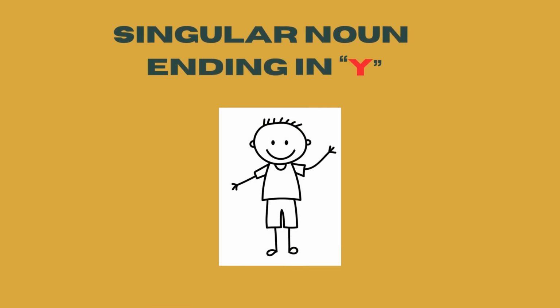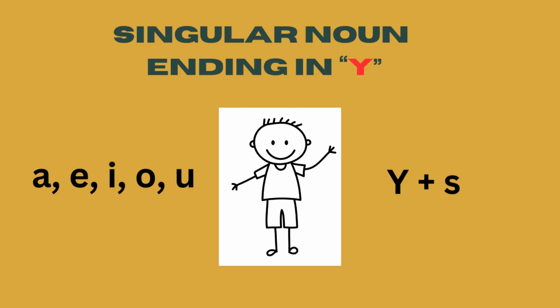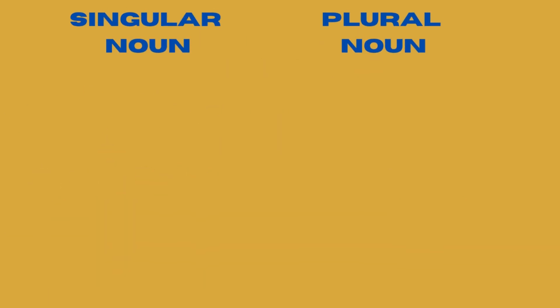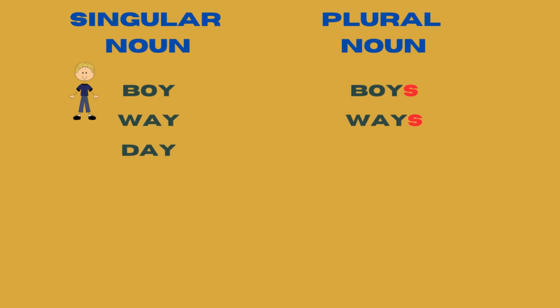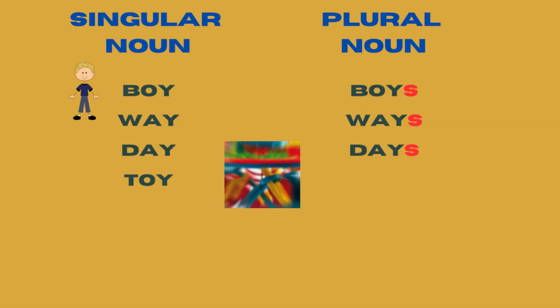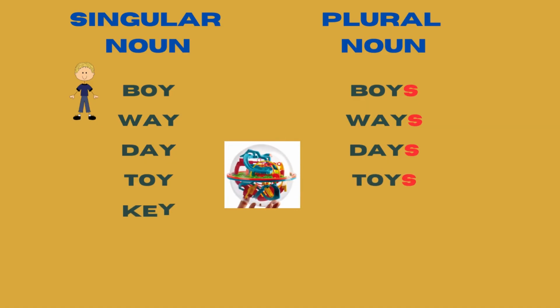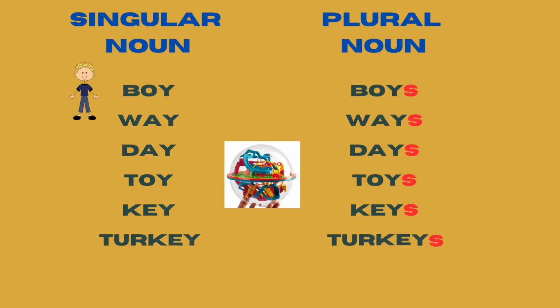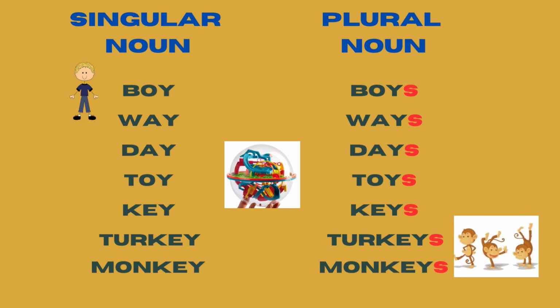Singular noun ending in y. If the letter before y is a vowel, keep the y and add s. Example: boy, boys. Way, ways. Day, days. Toy, toys. Key, keys. Turkey, turkeys. Monkey, monkeys.